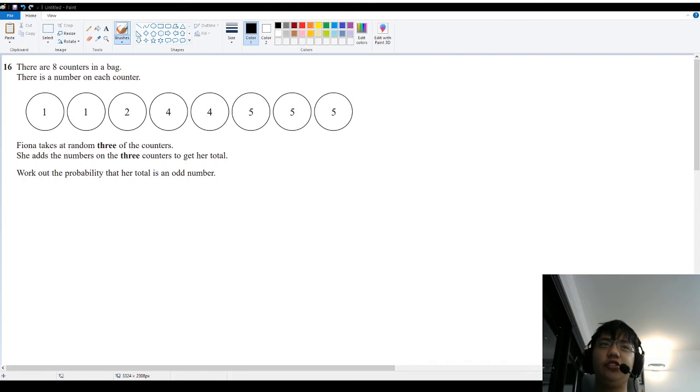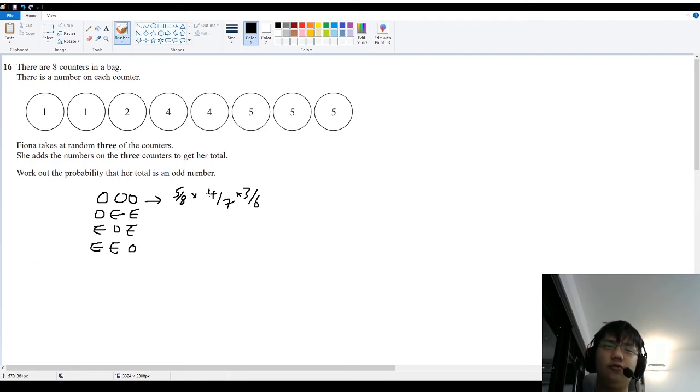So there are multiple combinations: odd, odd, odd; odd, even, even; even, odd, even; and even, even, odd. So odd, odd, odd would be 5 over 8 times 4 over 7 times 3 over 6, since once a counter is removed, it's not replaced. So 5 over 8 because there are 5 odd numbers. 4 over 7 because one of these is taken, so you have 4 odd numbers out of 7 counters in total. And the same for the next one.